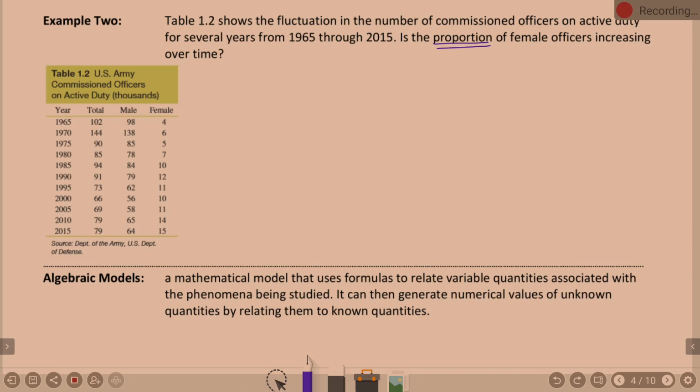How would you find proportions? How would you find this proportion that we need? Ratio. Okay, what kind of ratio? One on top, one on bottom. Yep. Reverse that. Okay, just like if we were dividing to find a percent, right? Female, the number that we're interested in, divided by the total.